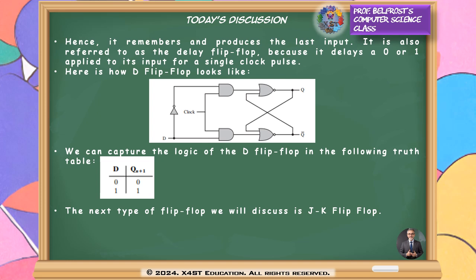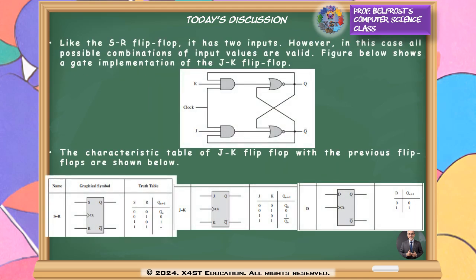The next type of flip-flop we will discuss is called the JK flip-flop. Like the SR flip-flop, it has two inputs too. However, in this case, all possible combinations of input values are valid. The figure below shows a gate implementation of the JK flip-flop. Please pay attention and distinguish between the JK, D, and SR flip-flop configurations. The characteristic table of the JK flip-flop with the previous flip-flops is summarized and shown here. Maybe you need to take a screenshot to review after the lesson is done.